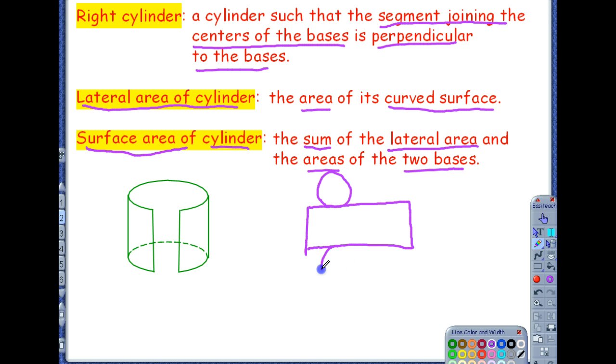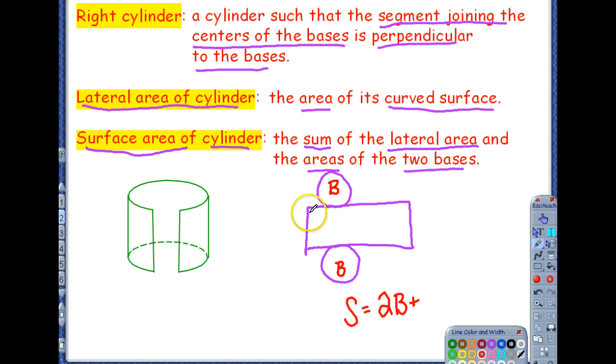So we're going to have a circle on the top and a circle on the bottom. If I was finding the surface area, I would want to find the area of both of the bases, and they're going to be the same, right? So you're going to have two of those base areas. And then I'm going to find the area of the lateral surface, and we said it's going to end up being a rectangle.